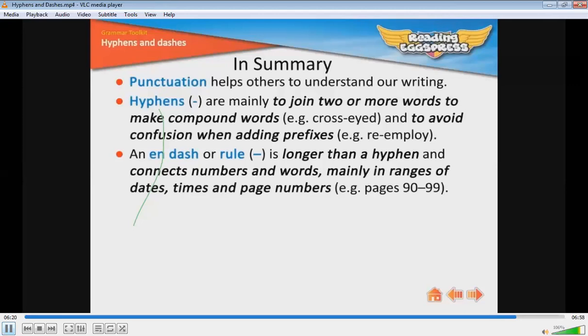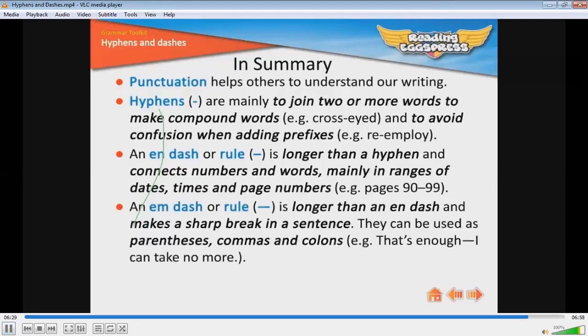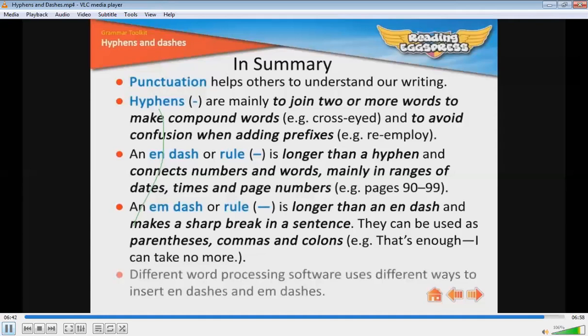An M dash or rule is longer than an N dash and makes a sharp break in a sentence. They can be used as parentheses, commas, and colons. Take care of that part, a sharp break in the sentence. A sharp break in the sentence means it's just like adding extra information. For example, that's enough. I can take no more. Different word processing software uses different ways to insert N dashes and M dashes.